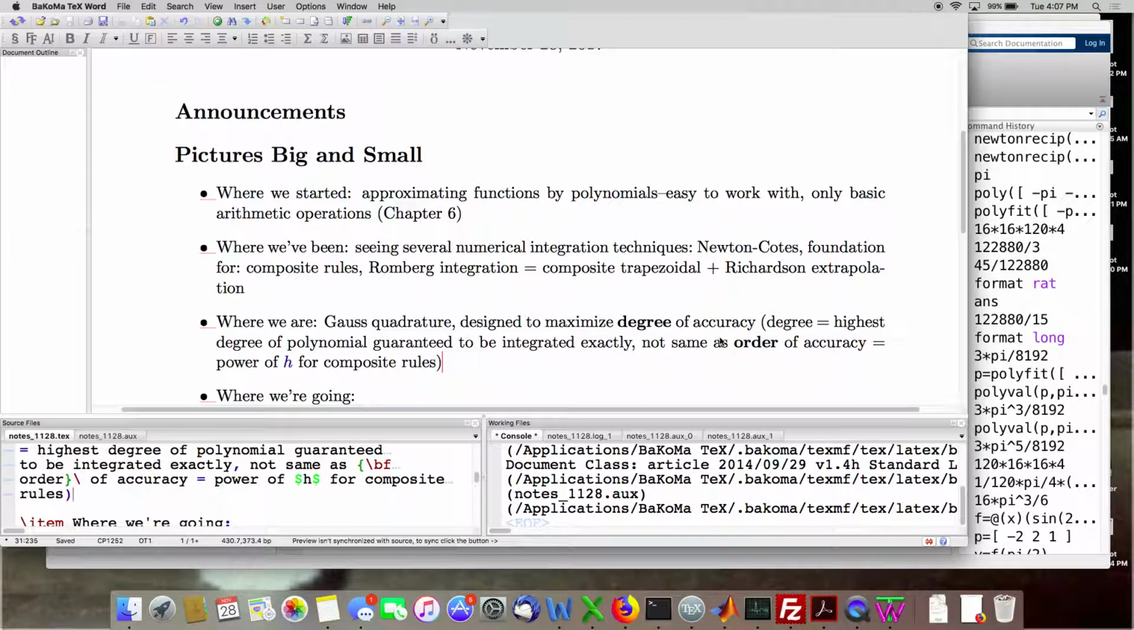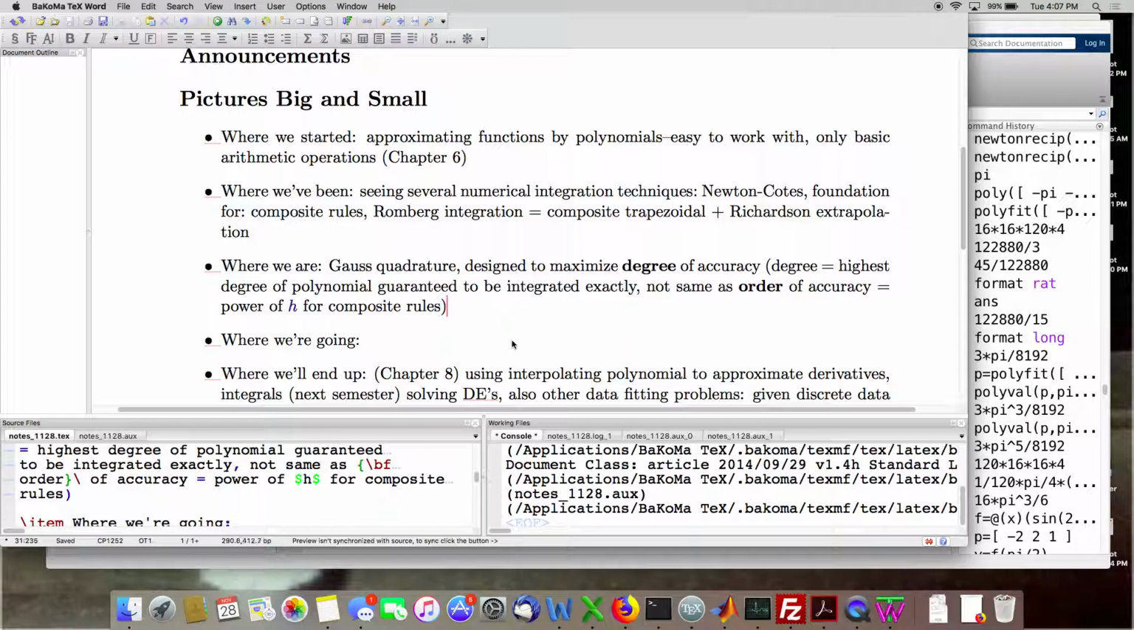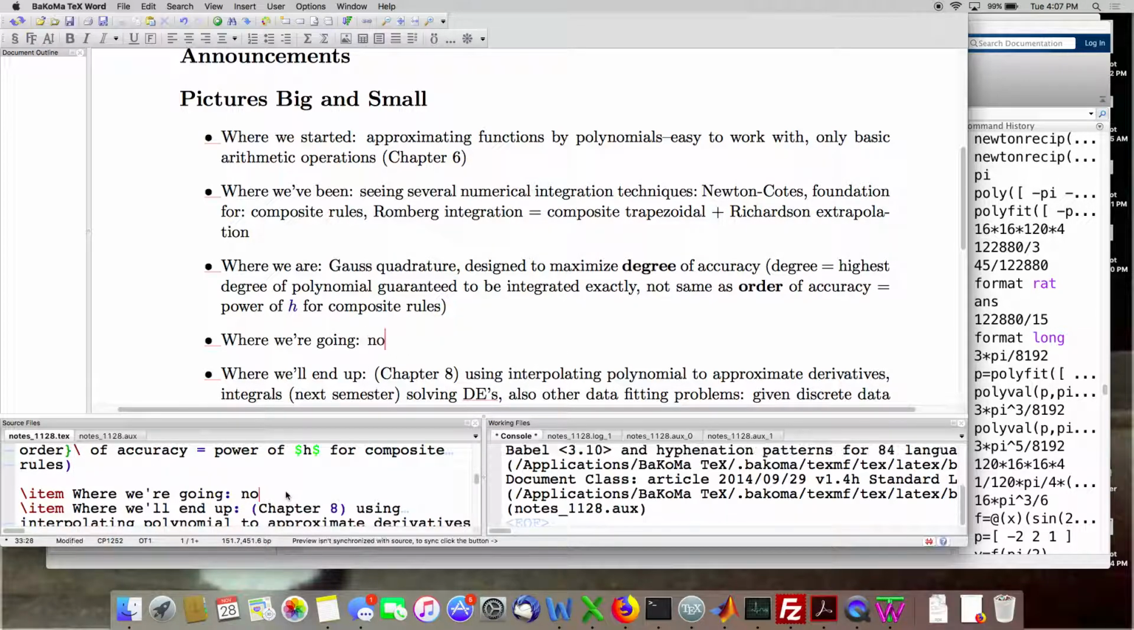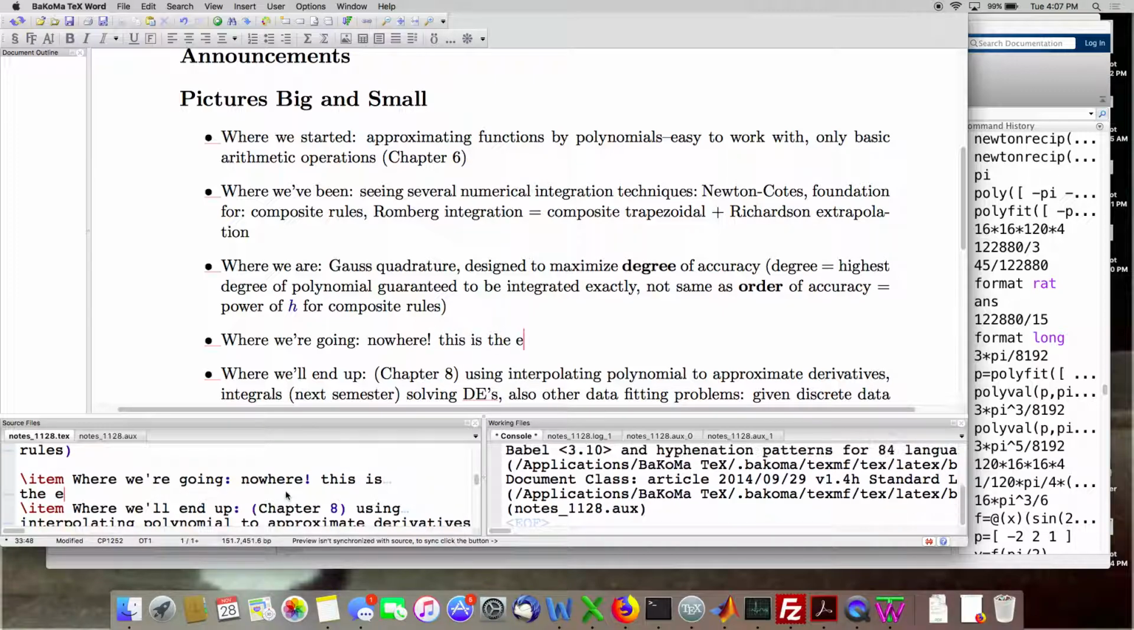And of course, as a reminder, if you get a quiz graded back to you and you lost some points, you can submit and try again. I know some of you do try that, but not everybody. Where are we going? Well, that's easy to answer today. We've hit the end of the line for the semester. There's no time left.